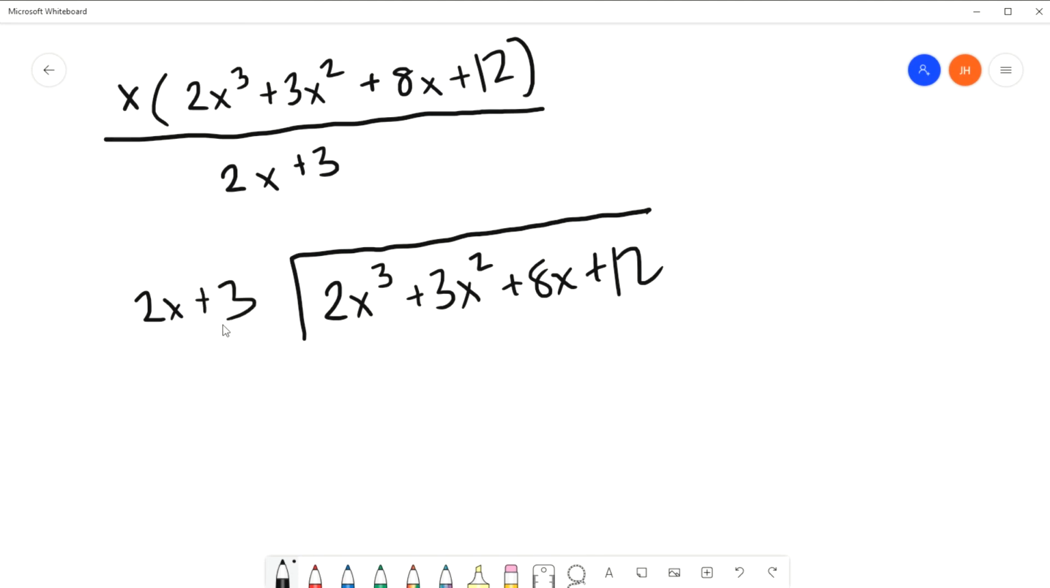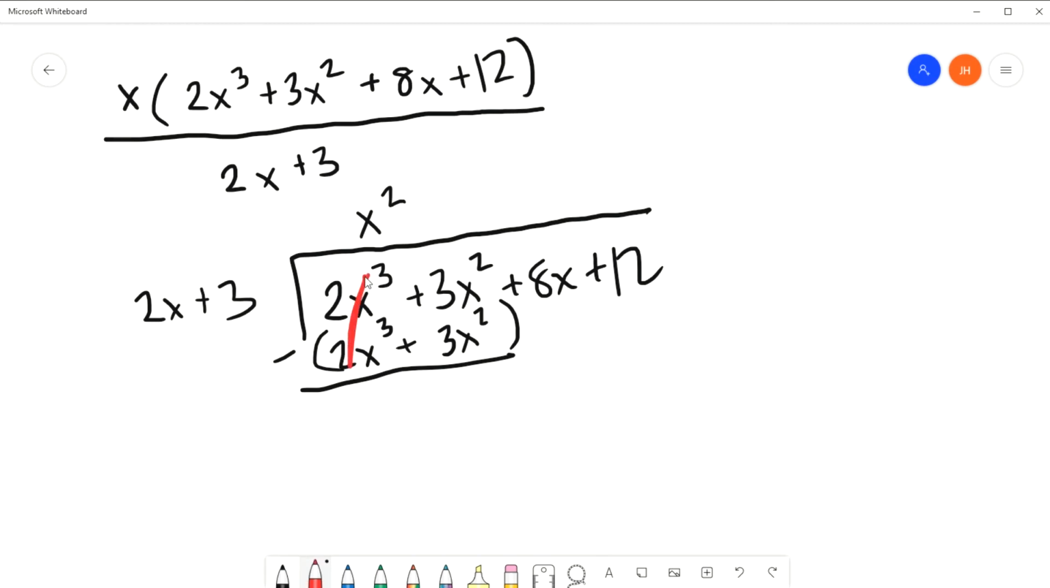2x plus 3. So what do I need to multiply 2x by to get 2x cubed? I need to multiply by x squared. So x squared times 2x is 2x cubed. x squared times 3 is 3x squared. And I subtract that, right? Oh, what do you know? 2x cubed cancels out, 3x squared cancels out. So I'm actually left with nothing here. So then we're going to bring down 8x and the plus 12.